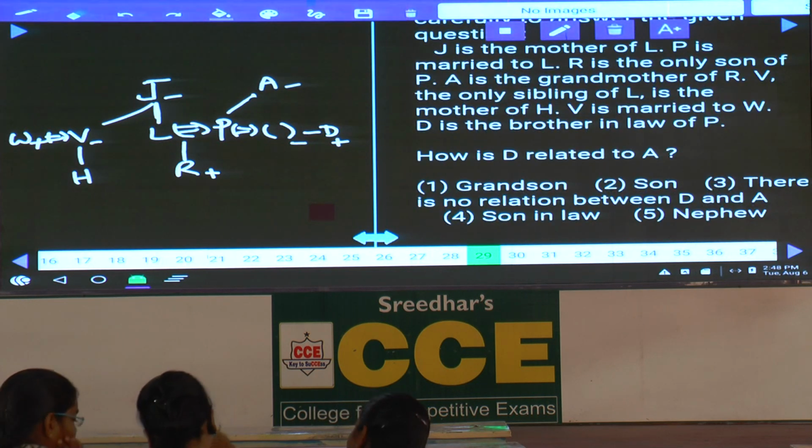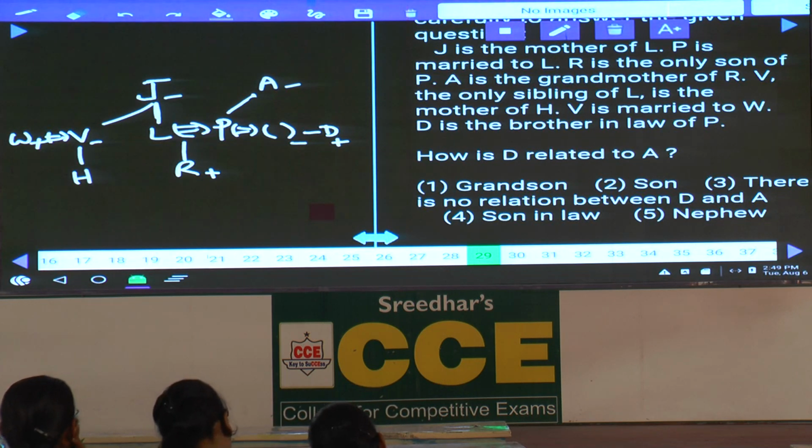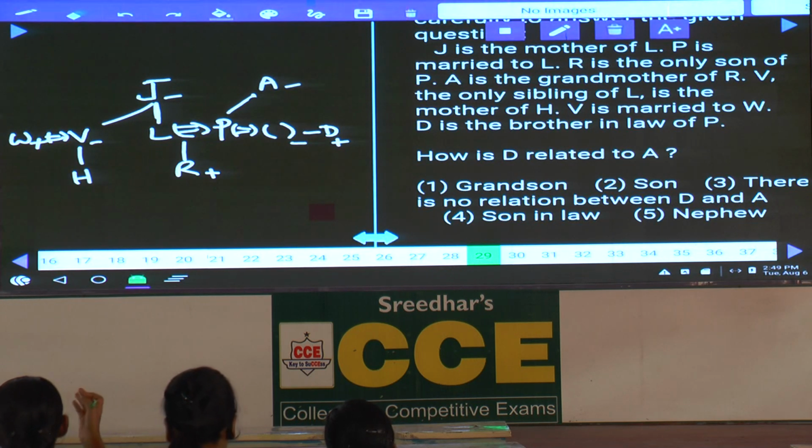Now, question number 29. How is D related to A? How is this D related to A here? How is D related to A? Now, daughters, D related to A, that means A's child's, there is no relation between these two. Who is this D here? Now A is having.